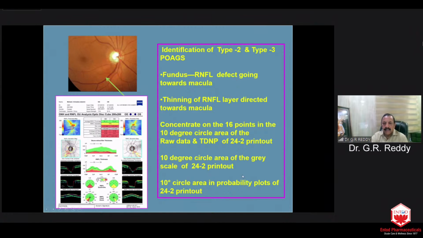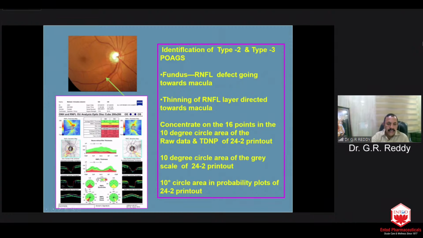So from the probability plot, the grayscale, the central 16 points of raw data and the total deviation numerical plot, and the nerve fiber defect going towards the fovea. And in the OCT, you see a nerve fiber thinning going towards the fovea between 7 o'clock and 8 o'clock, or 4 o'clock and 5 o'clock. If you see the direction towards the periphery, 6 o'clock or 12 o'clock, that means the fibers are coming from the periphery. So OCT also gives us a clue from where the fibers are coming.